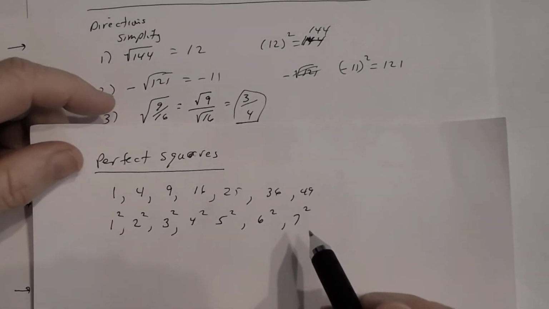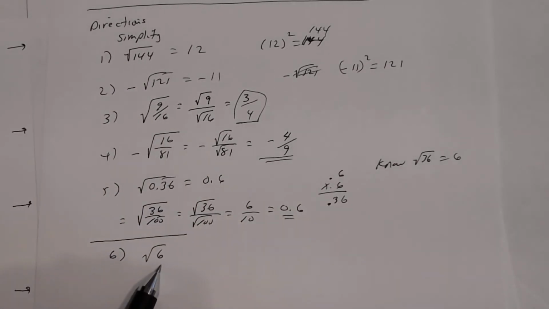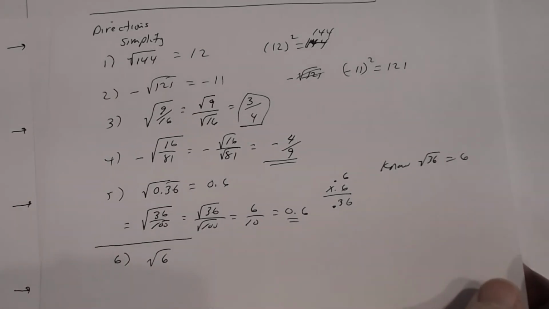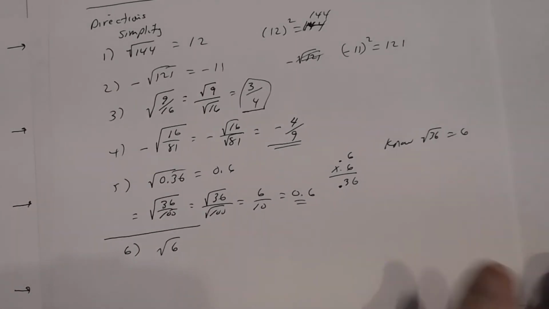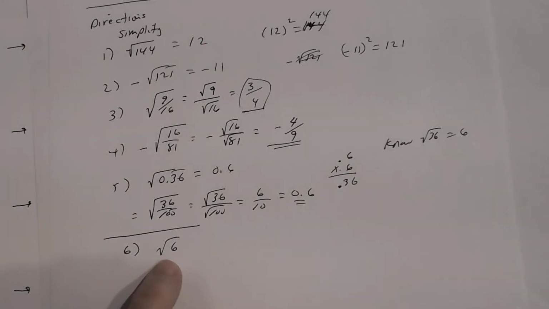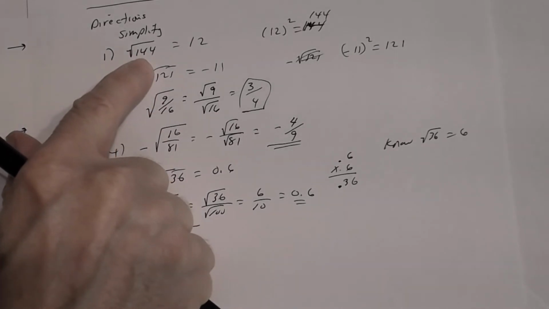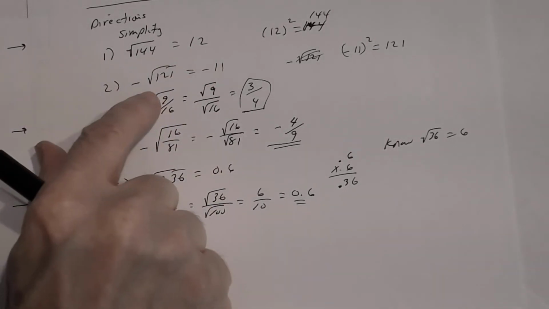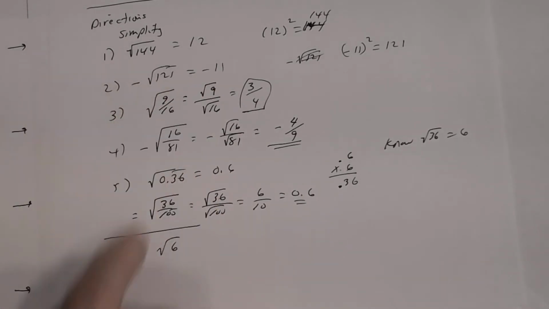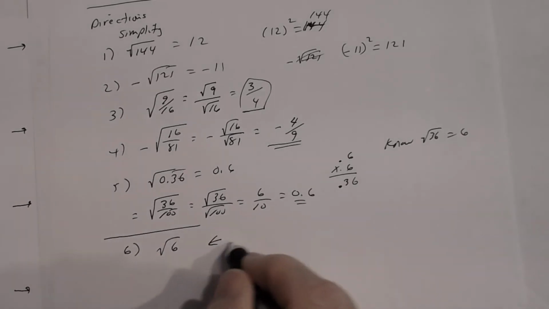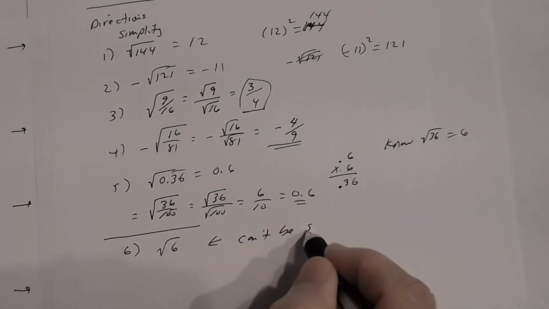But notice, 6 is not a perfect square. So you may say, well, what do I do? I can't determine that very easily, right? Okay, so with something like this, chances are, depending on the directions, you won't do anything. You'd leave it like this. You cannot simplify this. See, here I simplified the square root of 144. It's 12. Here I simplified negative square root of 121. It's negative 11. I cannot simplify the square root of 6. So this can't be simplified.